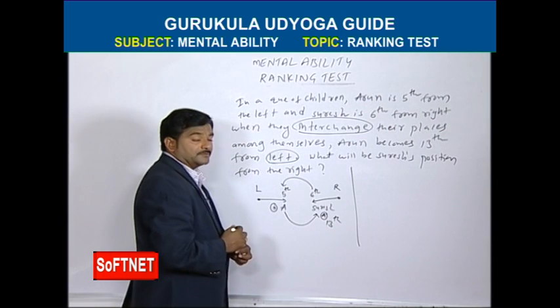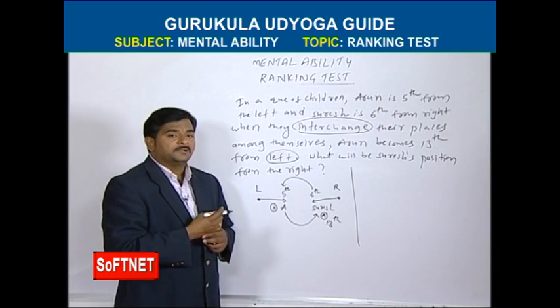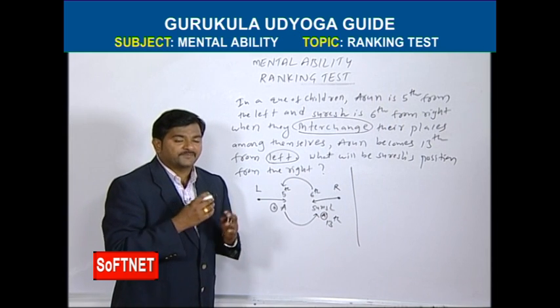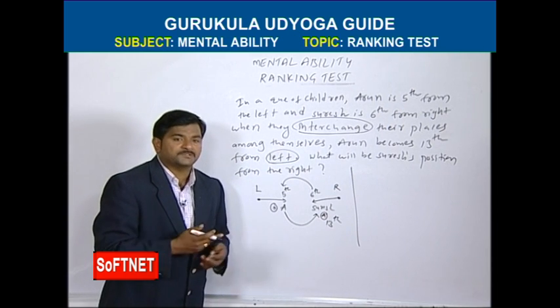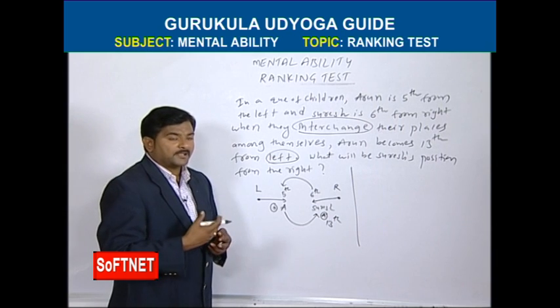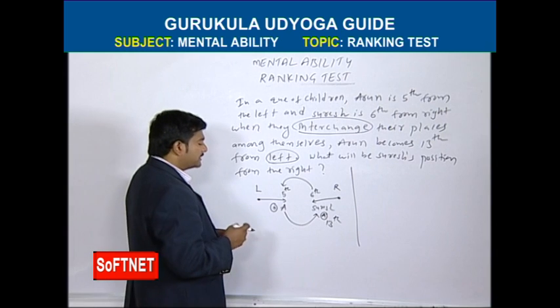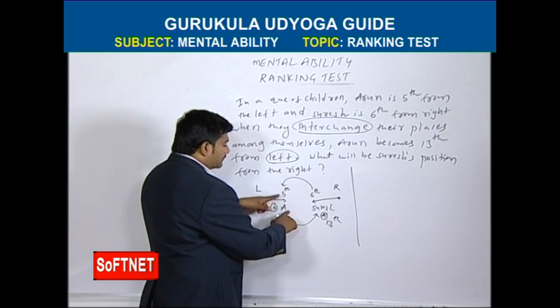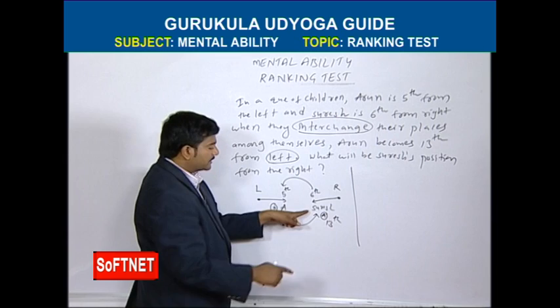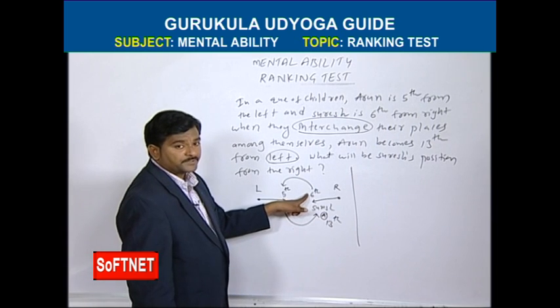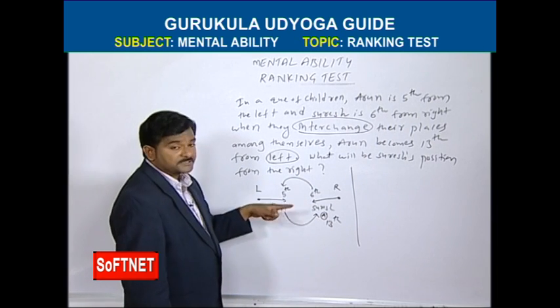You need not use the formula T is equal to n plus k minus 1. If it is a total kind of question, we can use the formula. But he asked to find out Suresh's position from the right. Okay, that is the case. Earlier, Arun was in which position? 5th position. Suresh in which position? 6th position. What happened? They interchanged their places.